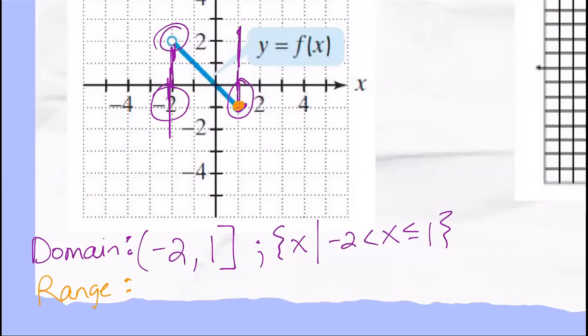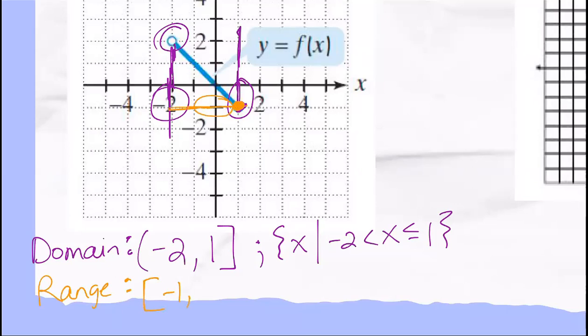So what is the lowest most point on this graph? The lowest most point is this one. That is the farthest down on the graph that it goes. Well, what y value does that correspond to? It looks like -1. And it is an included dot. So my range goes from -1.